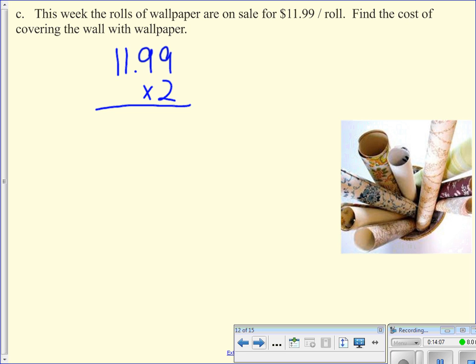But if you want to do that mentally, 12 times 2 is 24. So I know my answer has to be a little less than $24. That will help determine if your answer is reasonable, because you can do that mentally. All right, 12 times 2 is 24. My answer has to be a little less than 24. Perfect. So $23.98. And is that reasonable? Is it close to the 24? Yes. Okay.